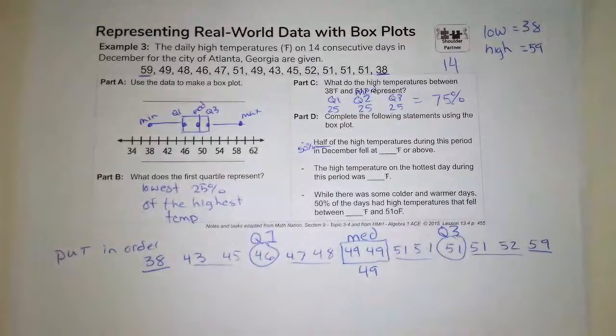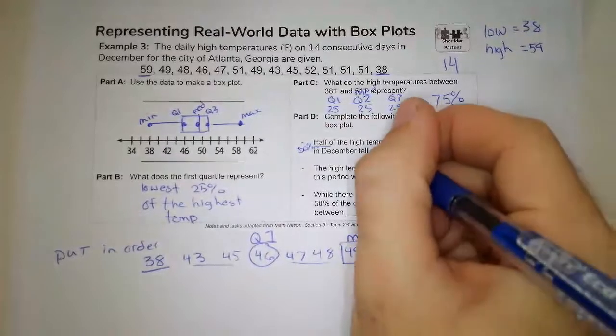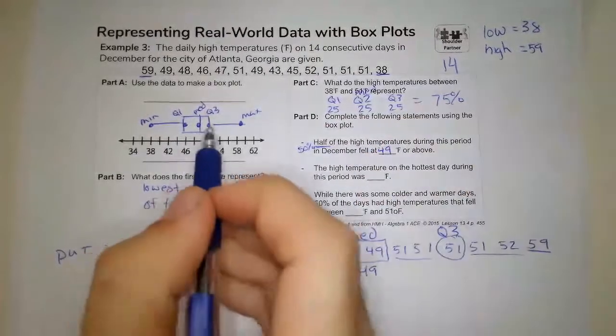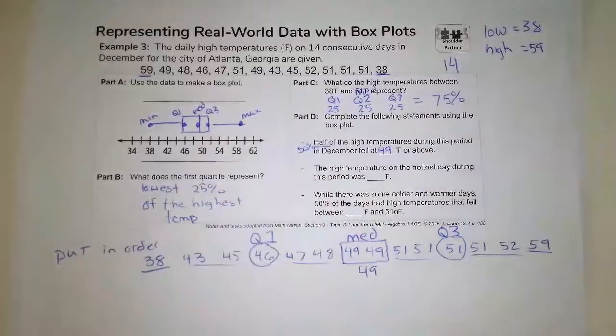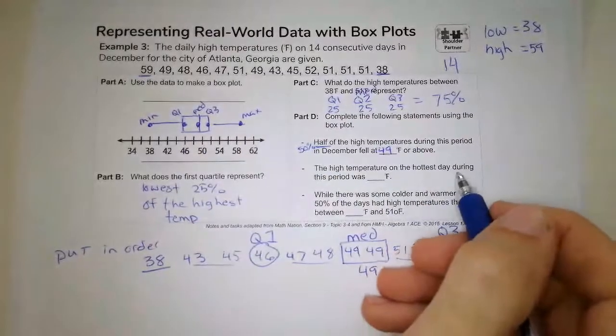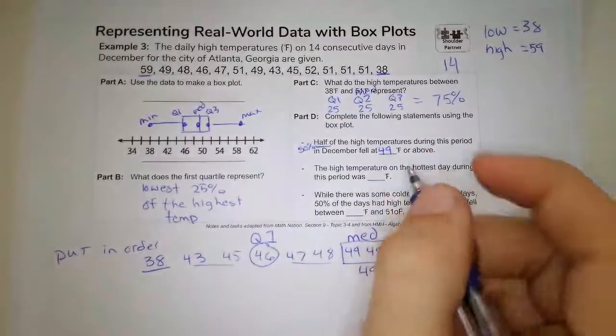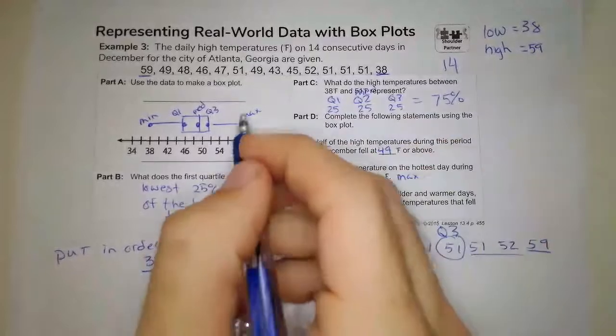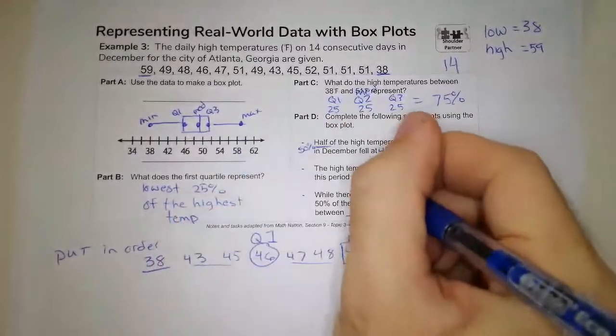So half of that is going to be at the 49, right? So 49, which is our median, and above. The high temperature on the hottest day during this period, which is our max, all we got to do is say, where does the max? Oh yeah, 59.